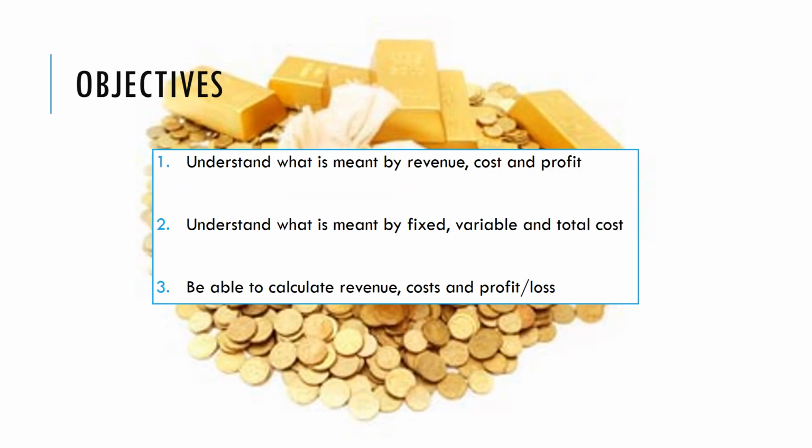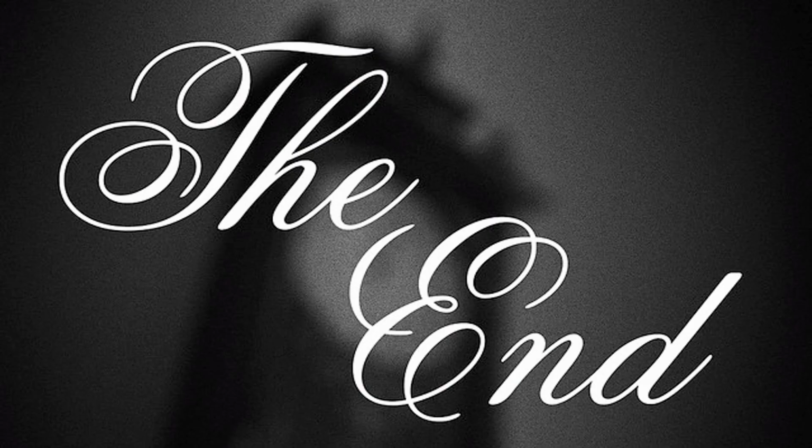So there we go. That's what we've looked at today. Revenue, cost and profit. 3 different types of cost, fixed, variable and total. And fingers crossed, we should now be able to have a go at calculating revenue, costs and determining whether a business has made a profit or loss. That's it. That's the end.